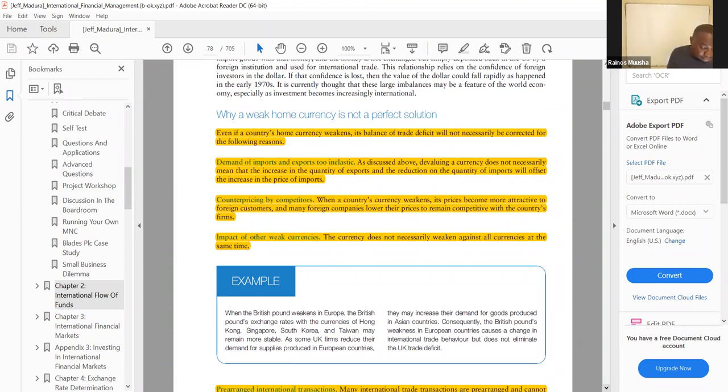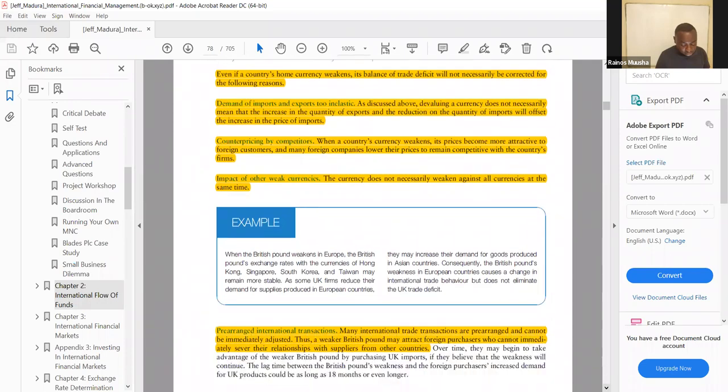Then we also look at the impact of other weak currencies. And here they say the currency does not necessarily weaken against all currencies at the same time. So we might have a situation where our country's currency is weakened and other countries' currencies are also weakened. Because of this, we can end up having a net effect where the weakening of our currency and the weakening of the other currencies ends up with the net effect becoming zero.